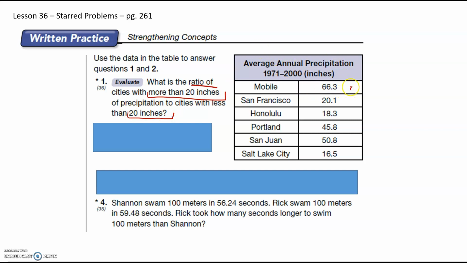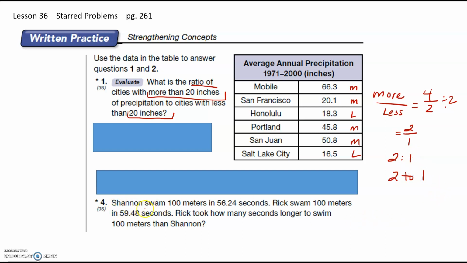So this is going to be more than 20, more, less, more, less. So we want a ratio of more to less. So I have 1, 2, 3, 4. And then I have 1, 2. Now I'm not going to divide this out and get 2 because it's a ratio, but I am going to reduce it so that I get 2/1, or you can write it 2 to 1.